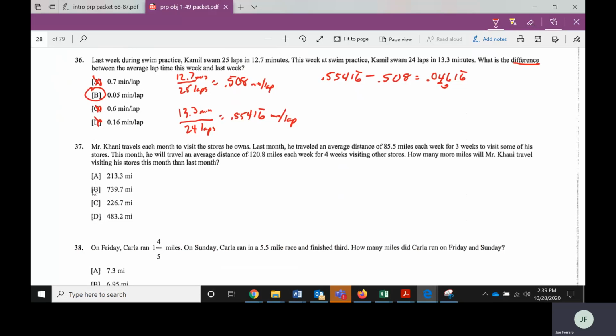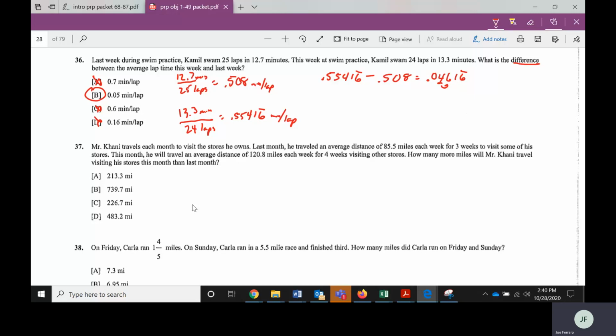Almost there. There's a lot of problems in this section. There's still going to be a lot of problems we don't do, and I'll give you hints on those ones. We got number 37 here. We're going to skip 38. 37.